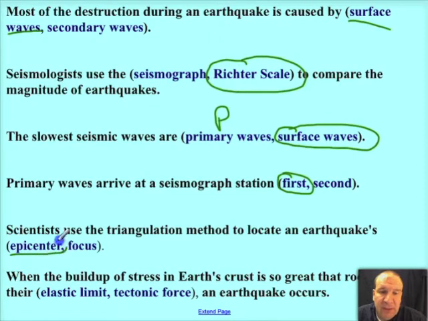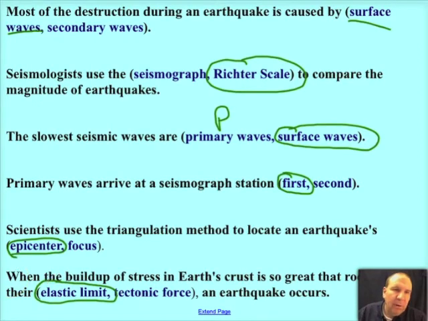They're actually interested in the epicenter. Now, it's nice to know where the focus occurred, but typically the focus occurs right below the epicenter. When the building of stress in the Earth's crust is so great that the rocks reach their blank, an earthquake occurs. That's their elastic limit.